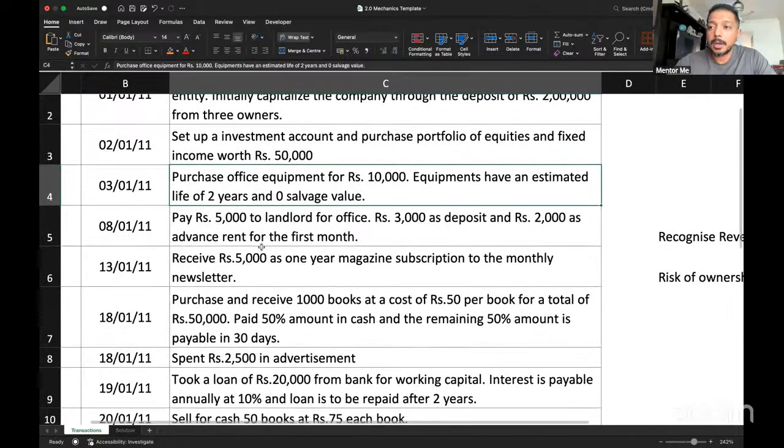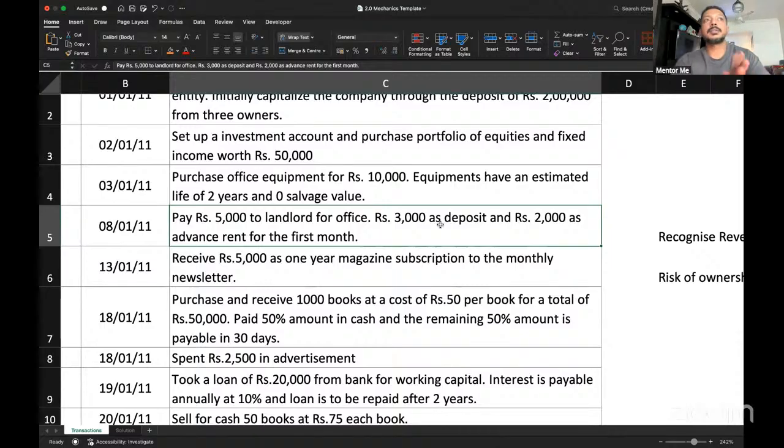Okay. Now, pay rupees 5,000 to the landlord. So you're taking an office space and you're paying 5,000 for the office, out of which the breakup is 3,000 as deposit and 2,000 as advance rent for the first month. Let's consider that we are making this for 1 year or one period. So 5,000 we are paying.